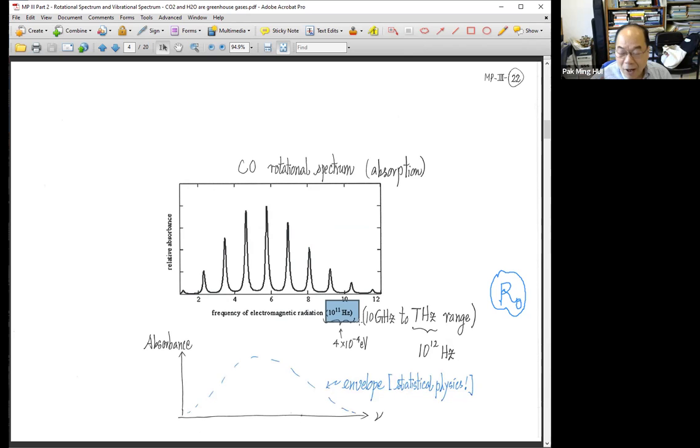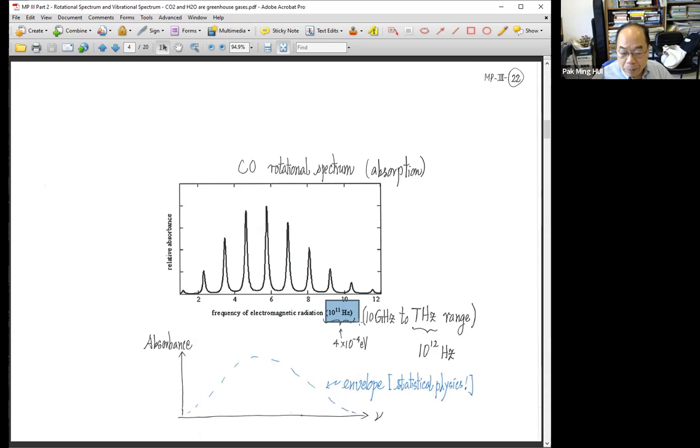But the concept is simple. Evenly spaced lines, when the x-axis refers to something that you can convert into energy, photon energy, okay? The spacing is h bar squared over moment of inertia, and therefore you can extract the moment of inertia, therefore you can extract the equilibrium separation. That's it.